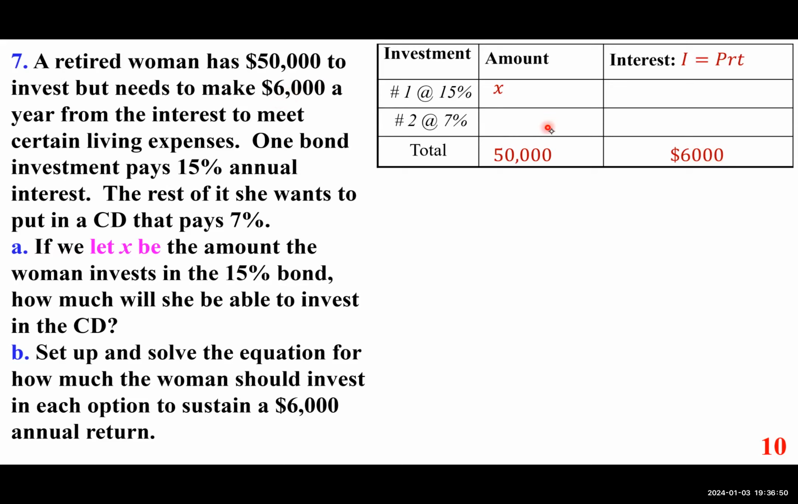How much goes here? If 50,000 is the total amount, and let's say we spend 10,000 here, so 40,000 is here. So 50,000 minus X goes here. Remember, they must add up to 50,000, so be careful with that. So I equals PRT, the amount of principal is X, the rate is 15% or 0.15, and T is in 1 year.